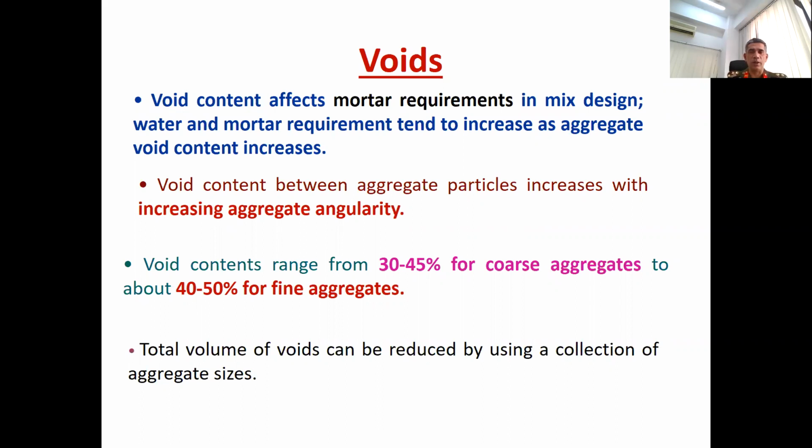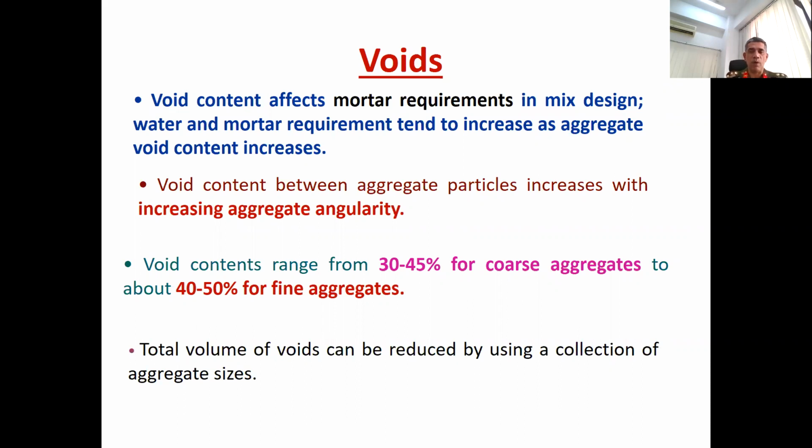And the second one is that the void content increases if the aggregate is angular in nature. If the aggregate is rounded in nature, it will have less amount of void and it will need less amount of cement paste. If the aggregate is angular, that means there will be more amount of void. In case of coarse aggregate, void content ranges from 30 to 45%, and in case of fine aggregate, the void is 40 to 50%.